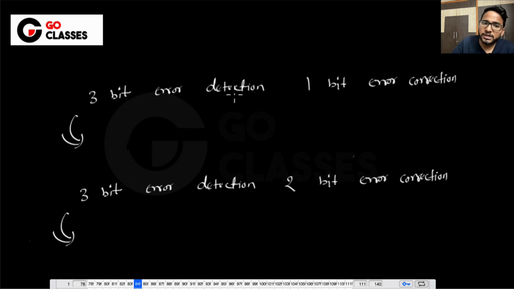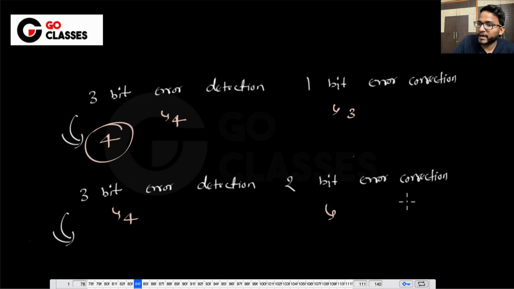Now let's solve this question. If you want to detect 3 bits and correct 1 bit, then to detect 3 bits you need 4, and to correct 1 bit you need 3. So that's why you need 4 here, right? And if you want to detect 3 bits and correct 2 bits, here you need 4, and to correct 2 bits you need 2 into 2, 4 plus 1, 5. So that's why the final answer is 5, right? Okay.